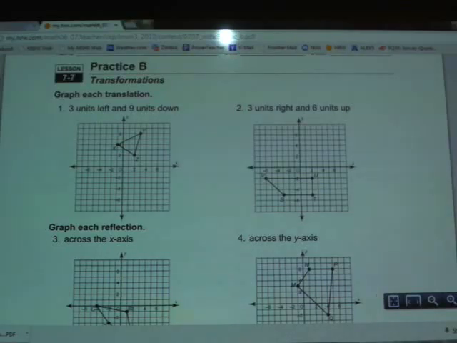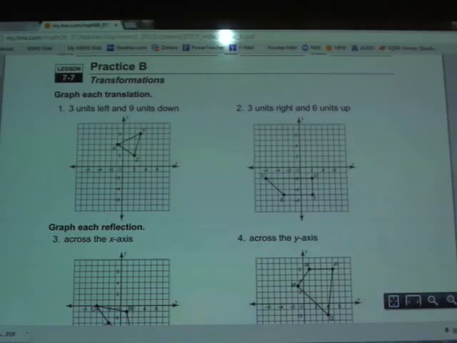This is a video presentation of the homework helper for Chapter 7, Section 7 in the 8th grade workbook entitled Transformations. So let's go ahead and take a look at the first set of questions there. The directions are the same for both. They're asking us to graph the translation. A translation is simply a fancy way of saying move the figure.